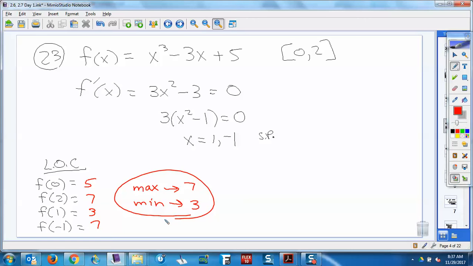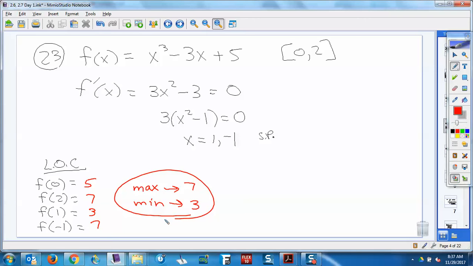Okay. But notice I put it back into the original. That's why I think it's so important to label them here. Label your number lines, F prime and F double prime. That reminds you where you're supposed to be plugging your numbers into. When you do your list of candidates, do F of 0, F of 2, F of 1, F of negative 1. It reminds you you're plugging them into F.